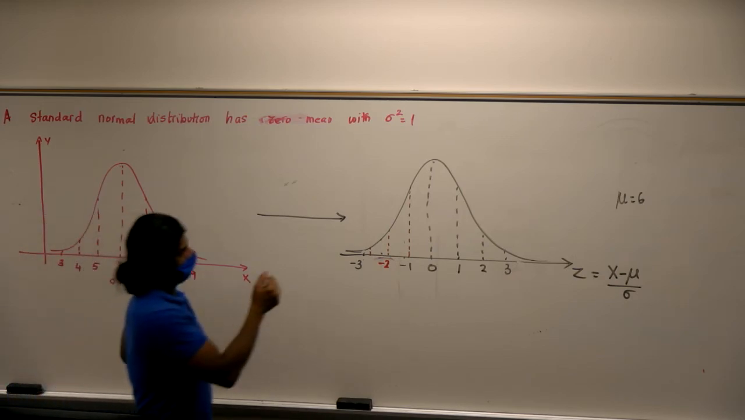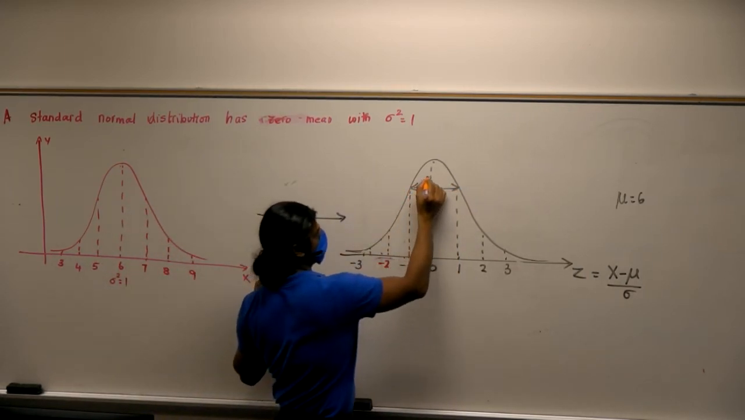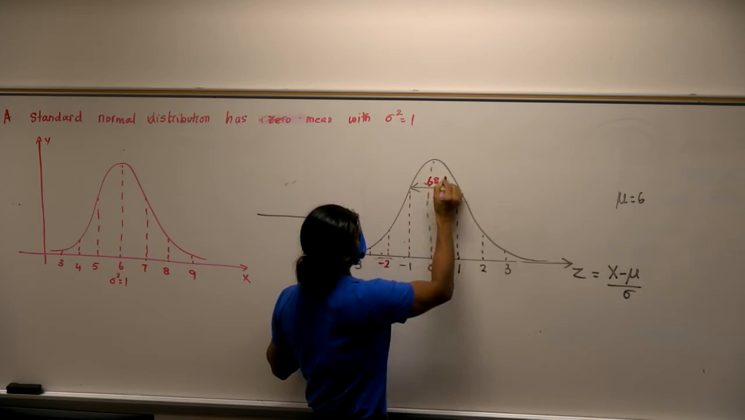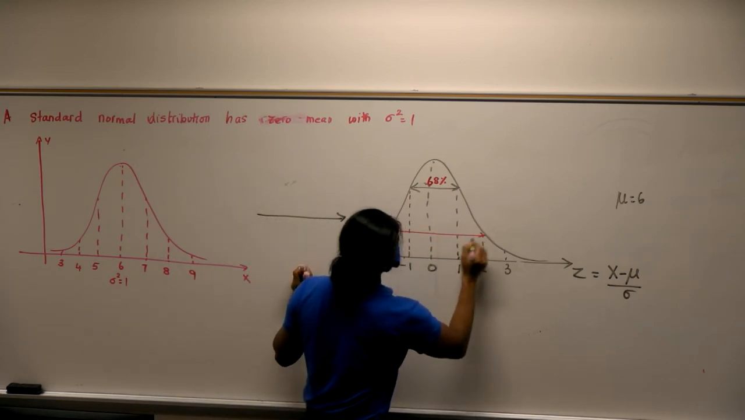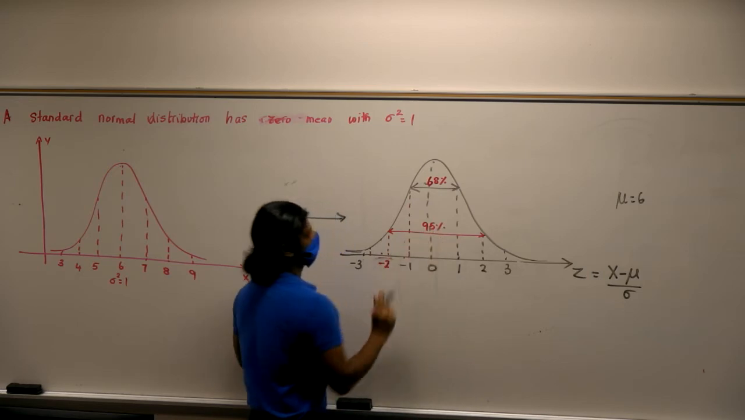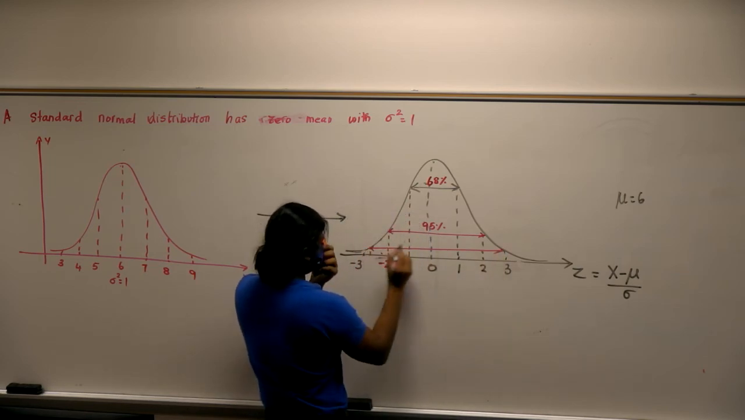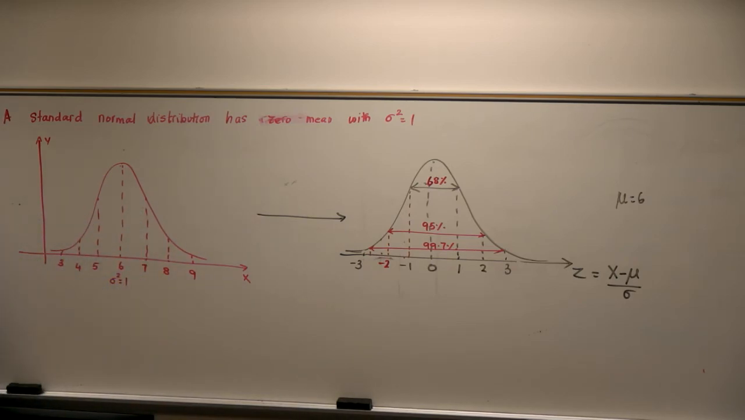If you don't recall the empirical rule, within one standard deviation, we would have 68% probability. Within 2 standard deviations, we would have 95% probability. Within 3 standard deviations, we would have 99.7% probability. That picture coming back to your mind? Tiny bit? No. Should be in your notes.